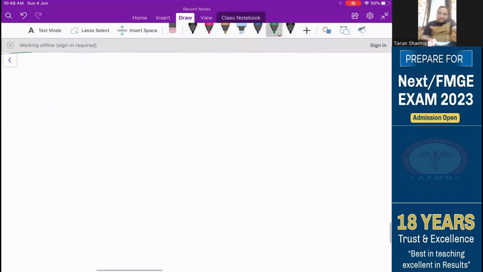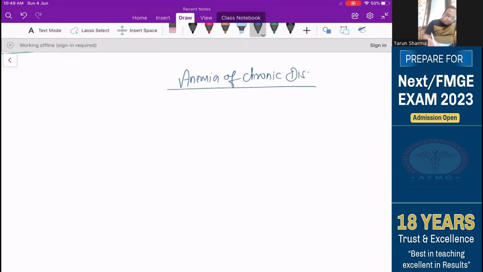Next is iron deficiency anemia. Sorry, not iron deficiency. We have already talked about that, to differentiate it from the anemia of chronic disease. That is the next thing, anemia of chronic disease. Anemia of chronic disease, what does it mean? Anemia of chronic disease is the anemia that is seen in association with any chronic inflammatory condition.